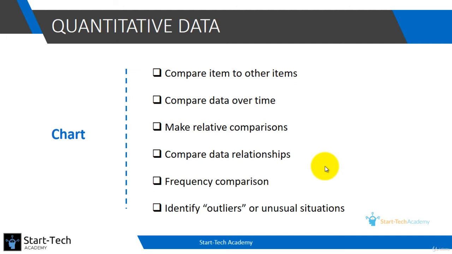The first category is when we want to compare one item to another item. For example, a chart may compare sales in each of the company's sales regions. So we may want to compare the sales performance in the north region versus the south region.